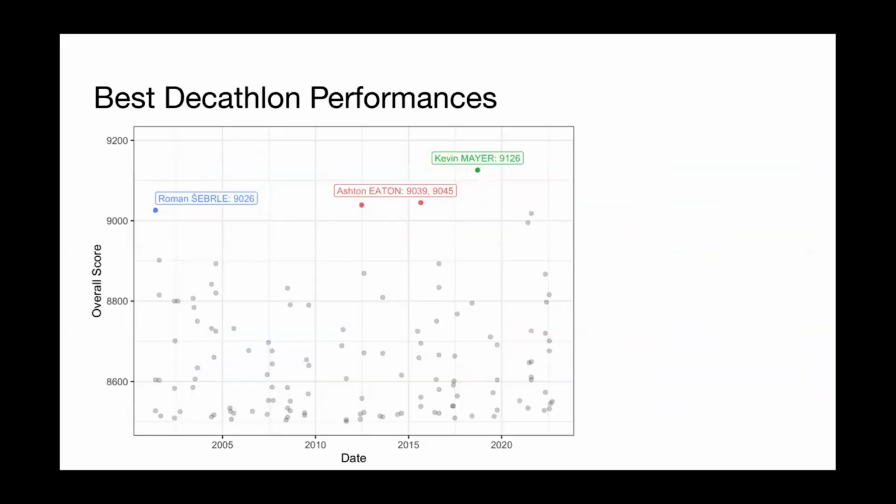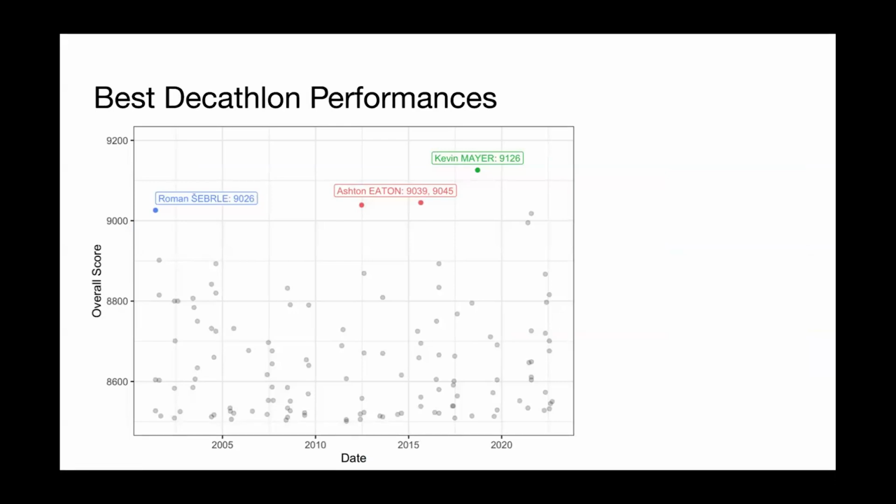Here I've plotted the last 20 years of the best decathlon performances, and I've highlighted each time the world record was broken. First, Roman Šebrle broke it in 2001, then Ashton Eaton twice in 2012 and 2015, and then Kevin Mayer set the current world record in 2018 with a score of 9,126 points.